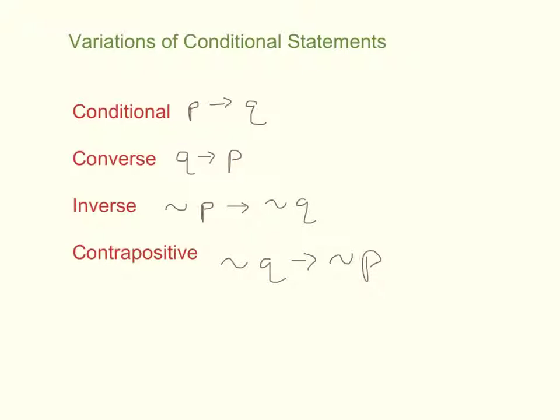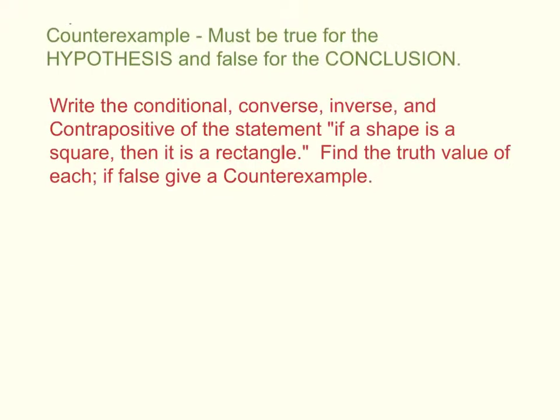Now let's show what a problem like that would look like. First, we need to know a counterexample. A counterexample must be true for the hypothesis and false for the conclusion. So what we're going to do is take this conditional statement and write out the conditional, the inverse, the converse, and the contrapositive. The statement is, if a shape is a square, then it is a rectangle. We're going to find the truth value of each, and if it's false, give a counterexample.